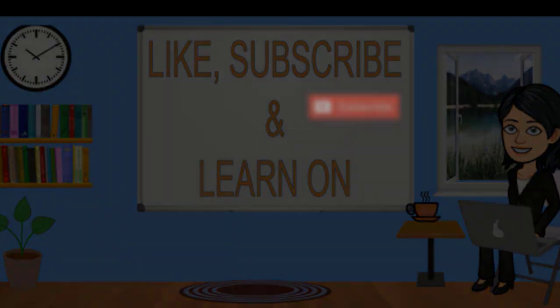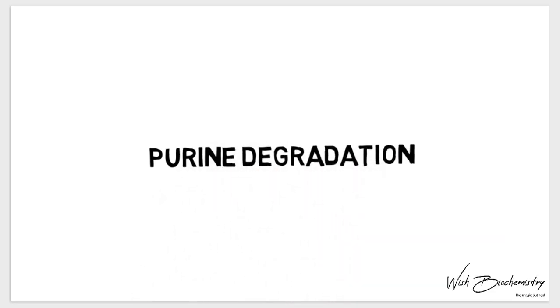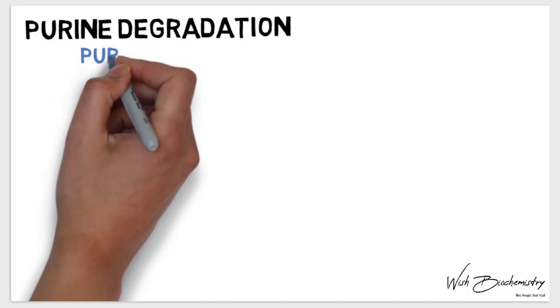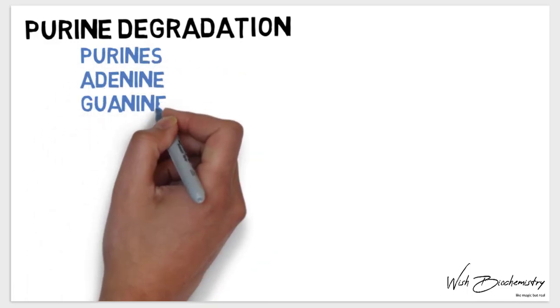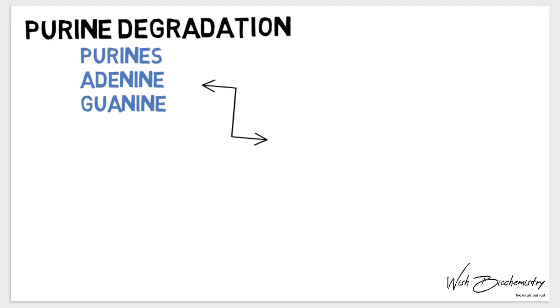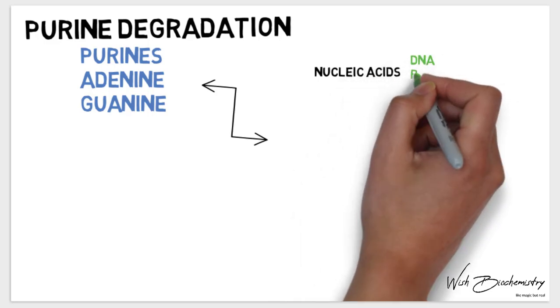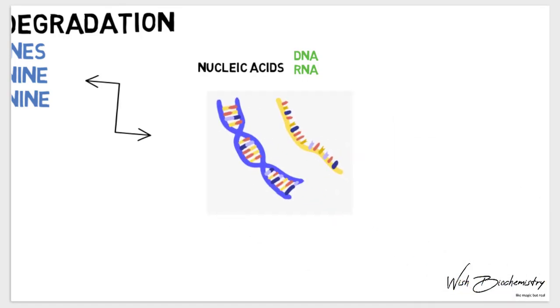Welcome to Biochemistry. This video is about purine degradation or catabolism. Purines are double-ring nitrogenous bases, namely adenine and guanine. These nitrogenous bases are found in nucleic acids, which are of two types, DNA and RNA. These nucleic acids are present throughout the cells of the human body.